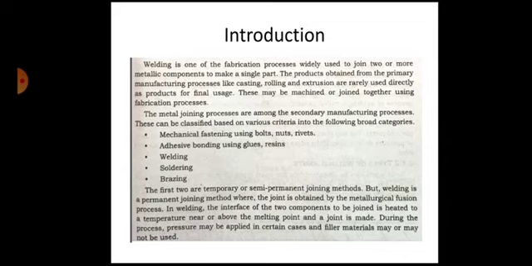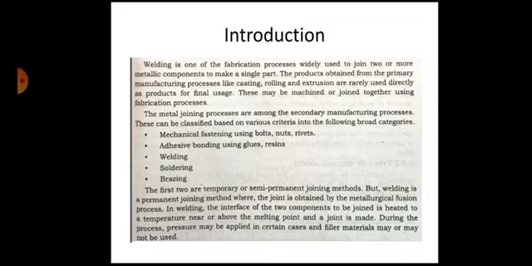These can be classified based on various criteria into the following categories. First one, mechanical fastening using bolts, nuts, rivets, etc. Second one is adhesive bonding using glues, resins, gums, etc. Third one is welding, then soldering and brazing. The first two, that is mechanical fastening and adhesive bonding, are not permanent joining methods. They are just temporary joining methods.